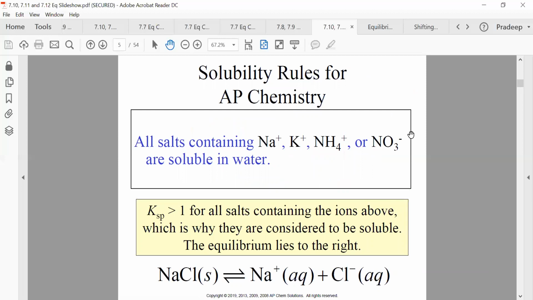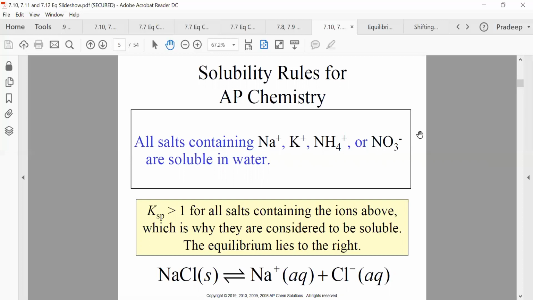We talked about this as well yesterday. The solubility rules you need to know for AP chemistry: all salts containing sodium ions, potassium ions, and ammonium ions, these are the three positive ions or cations, and NO3 minus ions, nitrate ions. These four ions, whenever you have them in your compound, that particular compound is always completely soluble in water.